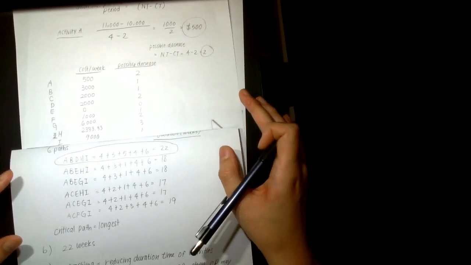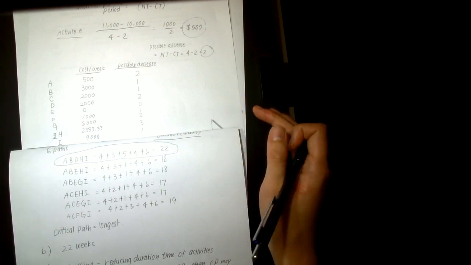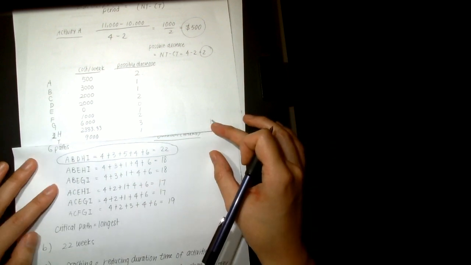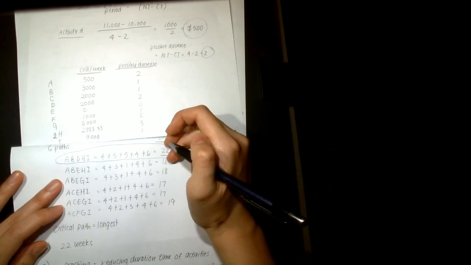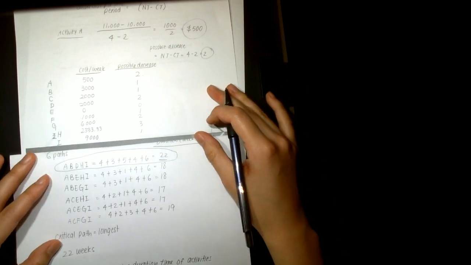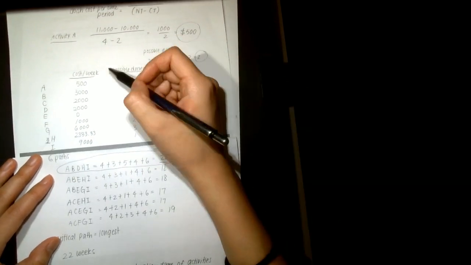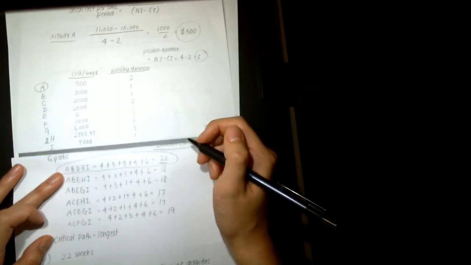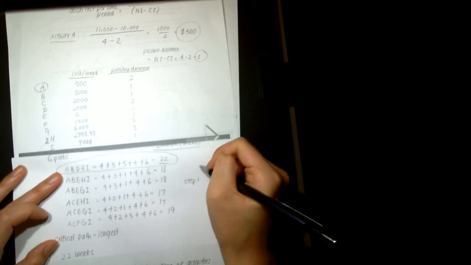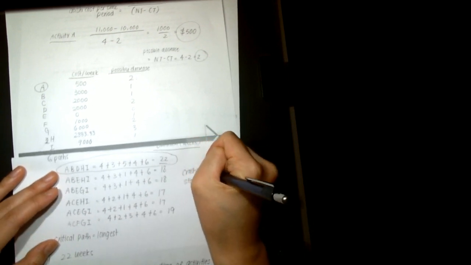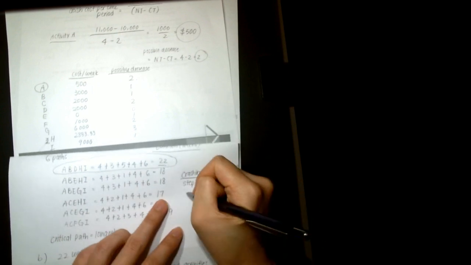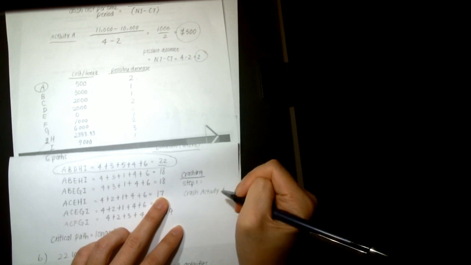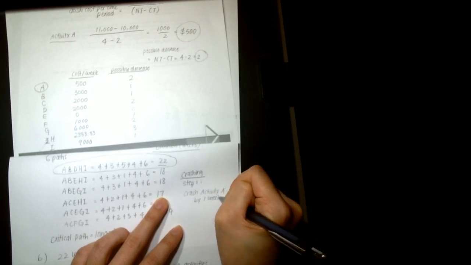Okay, so the question asks to crash 3 weeks of the project. So first we would look at the critical path, which is the longest. We always want to choose the activity that costs the least. So in this case, out of all of these costs, it would be activity A. So step 1, crash activity A by 1 week, and this would cost $500.